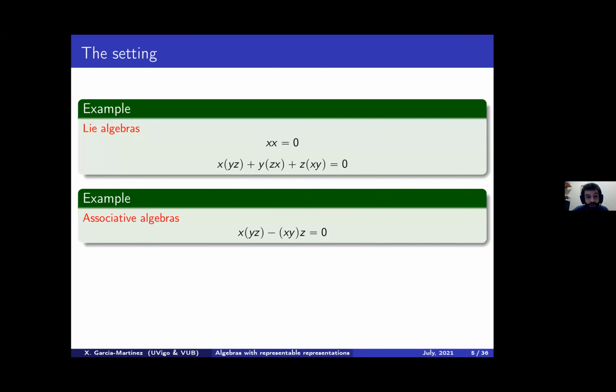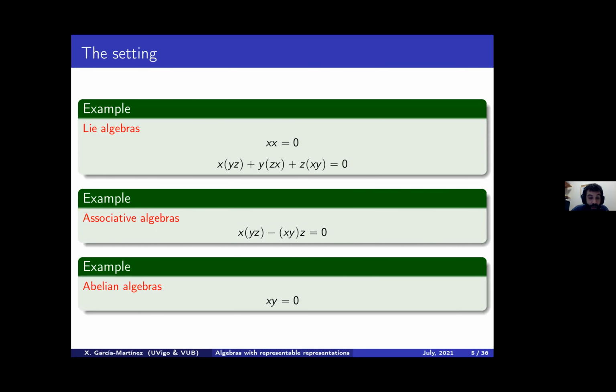A very interesting class of non-associative algebras is the variety of associative algebras. They are non-associative algebras that satisfy this identity over here. Then there is the variety of abelian algebras, which we call abelian algebras, even though abelian in group theory means a different thing, but for us it means that xy is equal to zero. This means that in the end the class is just isomorphic to the category of vector spaces, right? You have a binary multiplication, but this binary multiplication is trivial, so in the end you get nothing. But it is another variety of non-associative algebras.